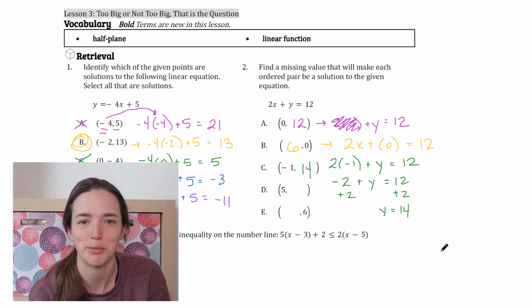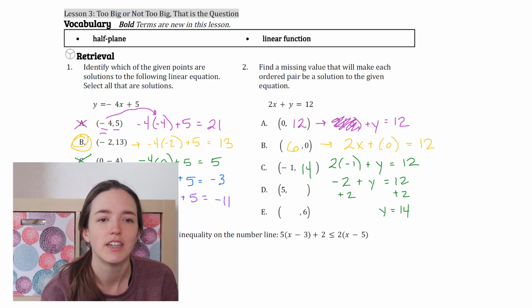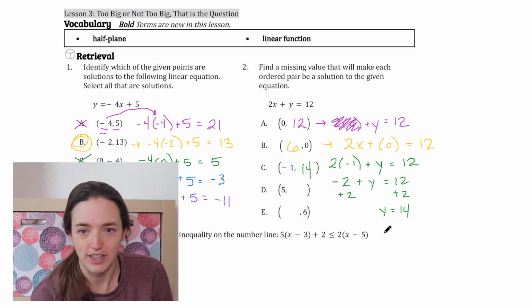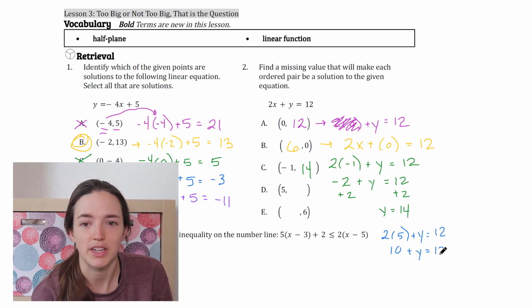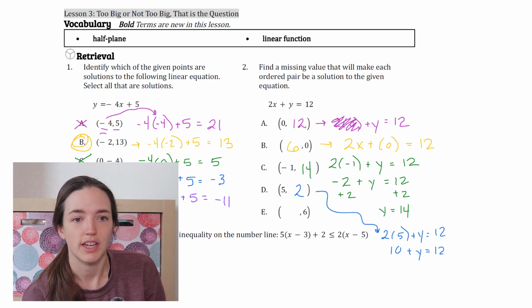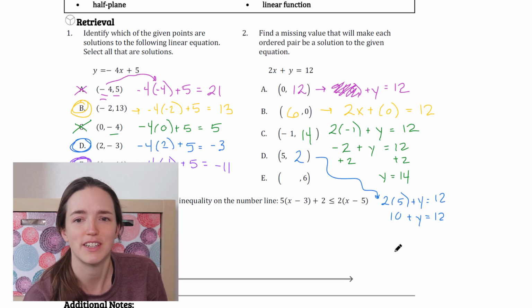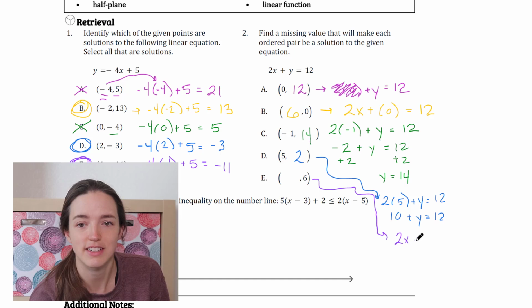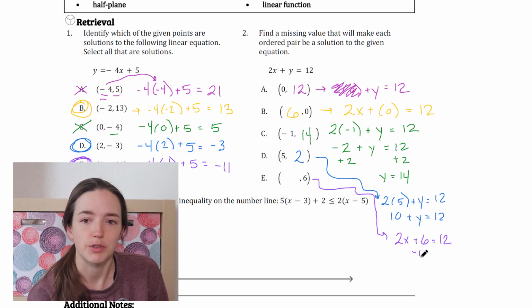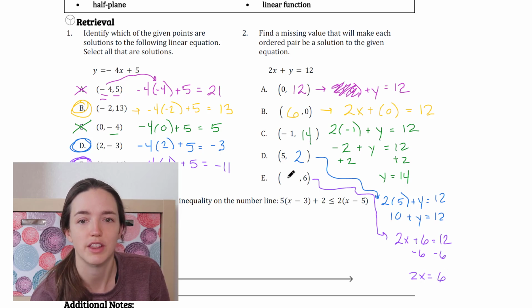I'm a little concerned about how much space I have for these. Okay, next I'm putting in 5 for x. So 2 times 5 plus y equals 12. That's like 10. I think I can do this one in my head. 10 plus y would have to be 2. Okay, and last but not least, I guess I'll just do down here. I'm putting in 6 for y. Okay, if I subtract 6, 2x has to be equal to 6. X would have to be 3.